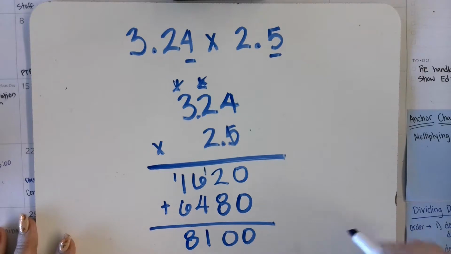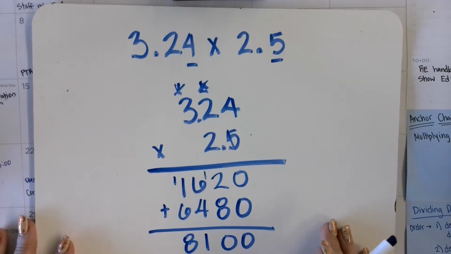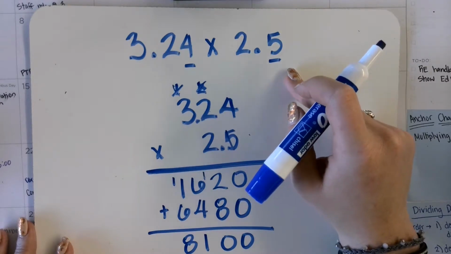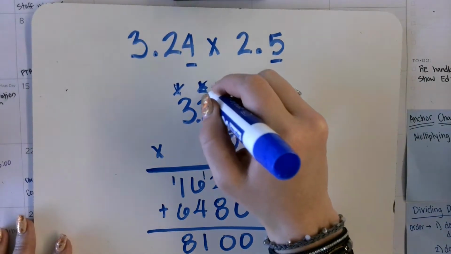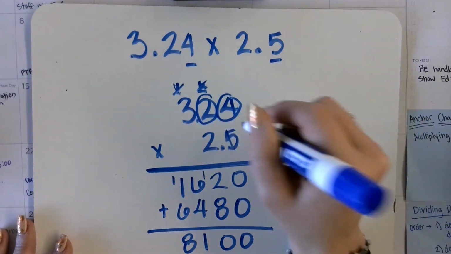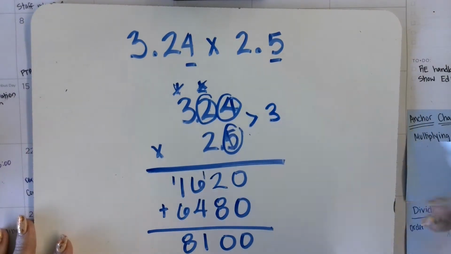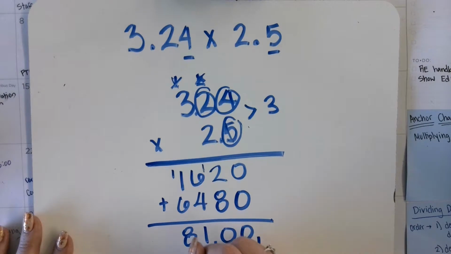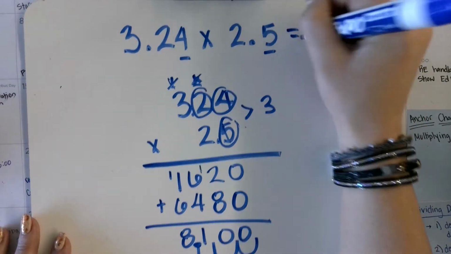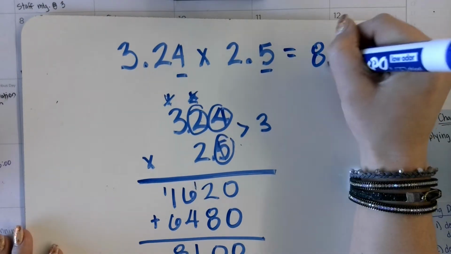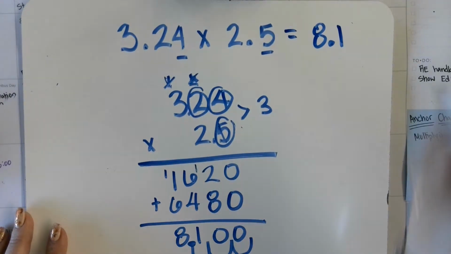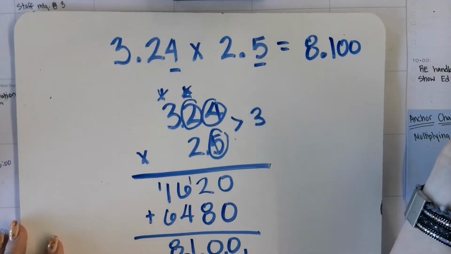Now we're not done, because 8,100 would not make sense for this answer. So we need to count the number of places that are after the decimal. This number has 2, and this number has 1, so that's a total of 3 spaces. So I'm going to move my decimal in 3 spaces. 1, 2, 3. So my answer to this problem is 8 and 1/10. You can leave the zeros there, or you can take them out. It doesn't really matter. It's the same number.